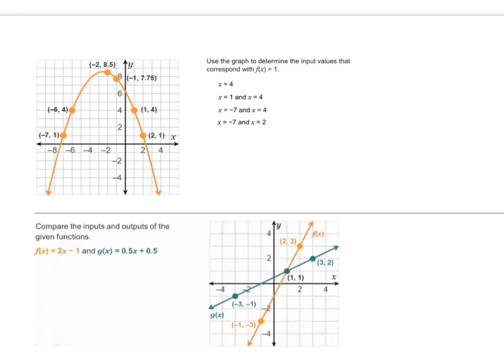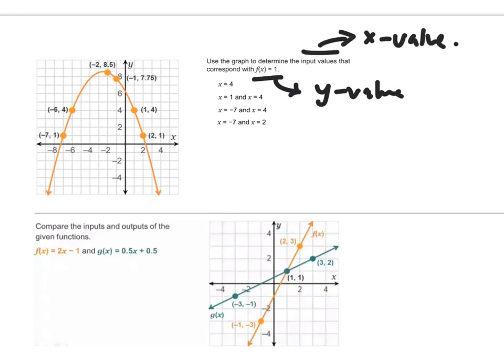Okay, here's the last page, and what we have here is a graph, a parabola. We want to use the graph to determine the input values that correspond with f of x equals 1. When you see this notation, f of x equals 1, that is a y value. We want to determine the input values, that's an x value. So when the y value is positive 1, which is right here and right here, what are the two x values that happens at? I notice that that's negative 7 and positive 2. And so this is our answer.